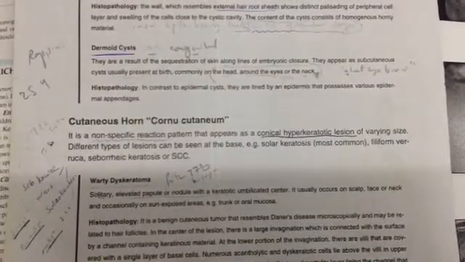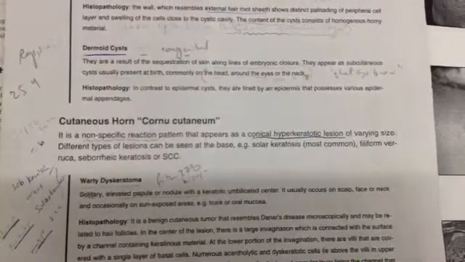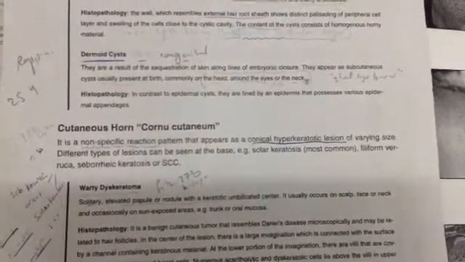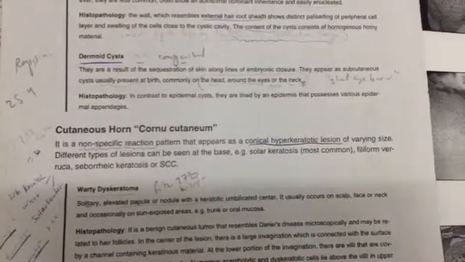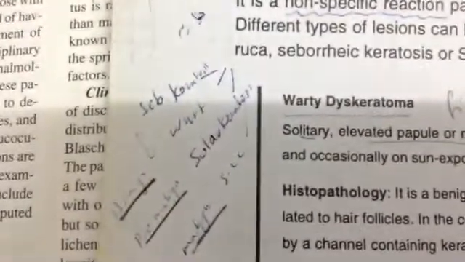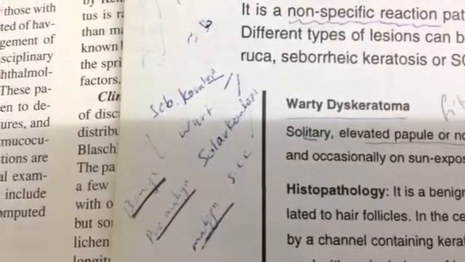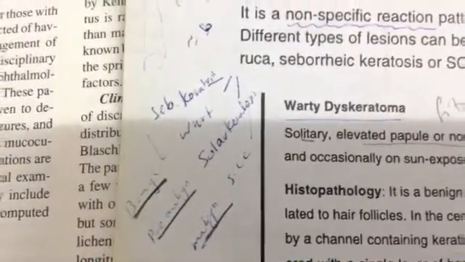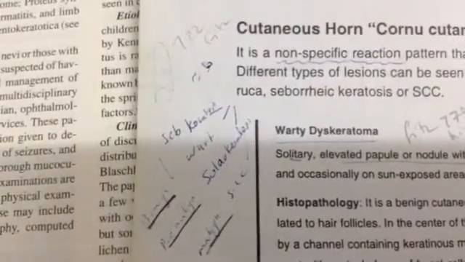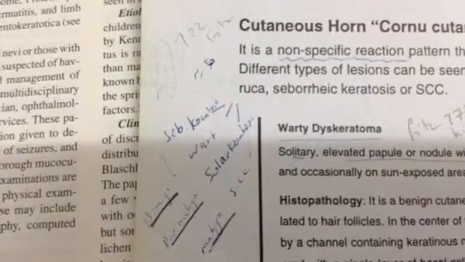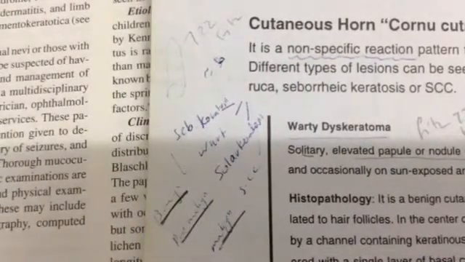Here there is a note about the cutaneous horn. It is a non-specific reaction pattern that appears as a conical hyperkeratotic lesion of various sizes, and different types of lesions can be seen at its base. So we have a differential diagnosis of either benign lesions like seborrheic keratosis, wart, premalignant solar keratosis, or malignant squamous cell carcinoma. We can see here a picture of the cutaneous horn.